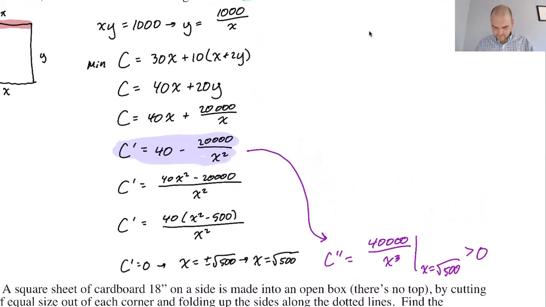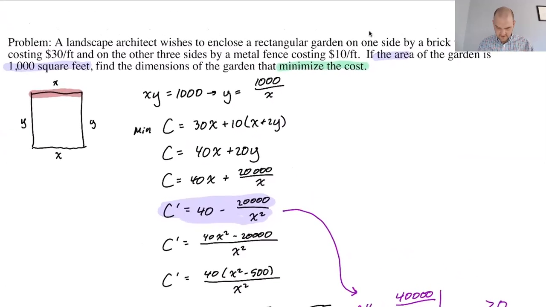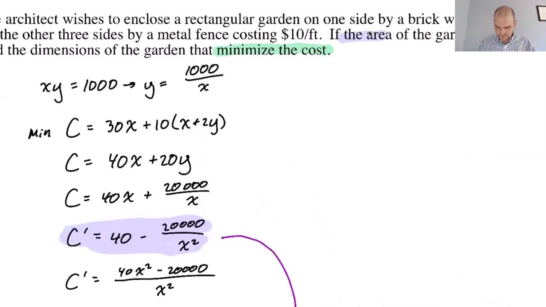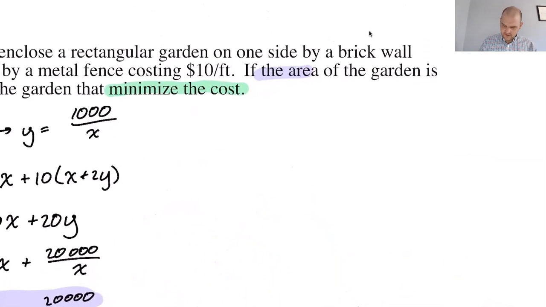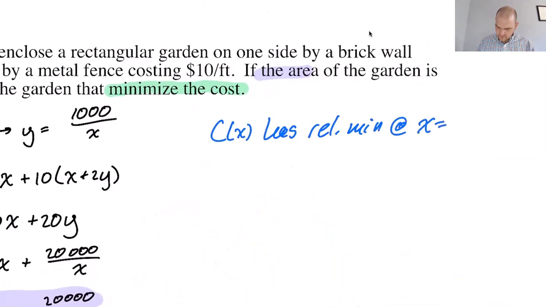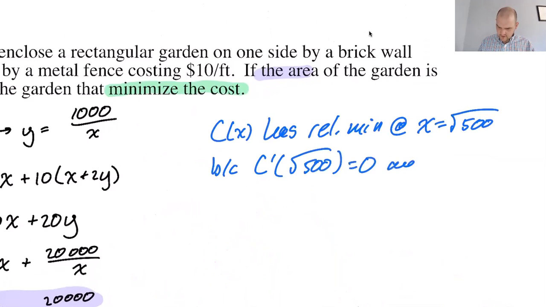All right, let's write this up because we know the answer. Well, we kind of know the answer. Find the dimensions. We didn't find the dimensions, but we're close. So first, we're going to say that C of x has a relative minimum at x equals the square root of 500. And then we've got to say why. Because C prime of radical 500 equals 0, and C double prime of radical 500 is greater than 0, right? So that's the second derivative test.